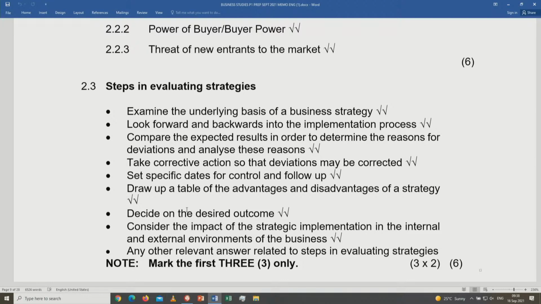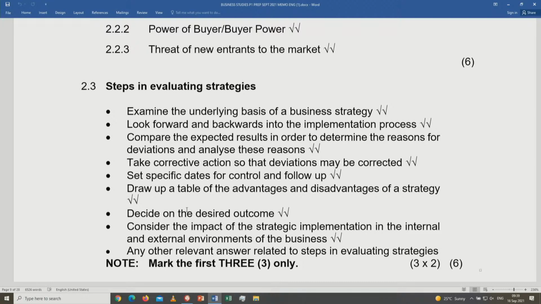Draw up a table of the advantages and disadvantages of a strategy. Decide on the desired outcome and consider the impact of strategic implementation in the internal and external environment of the business. So you can hear all the steps have got to do with evaluation. You cannot come up here with SWOT analysis and so on. So look at this, and it's been there for some time.